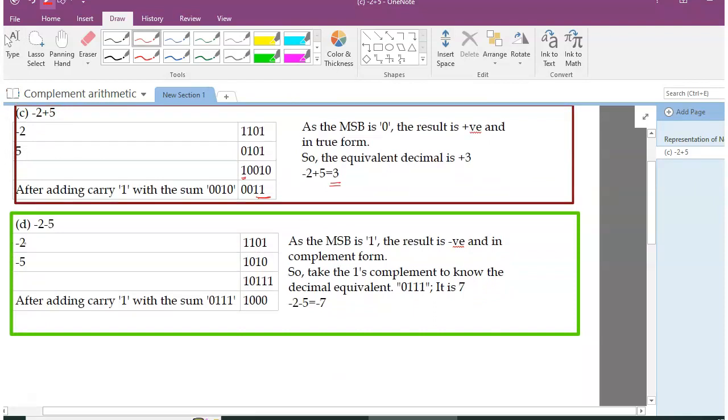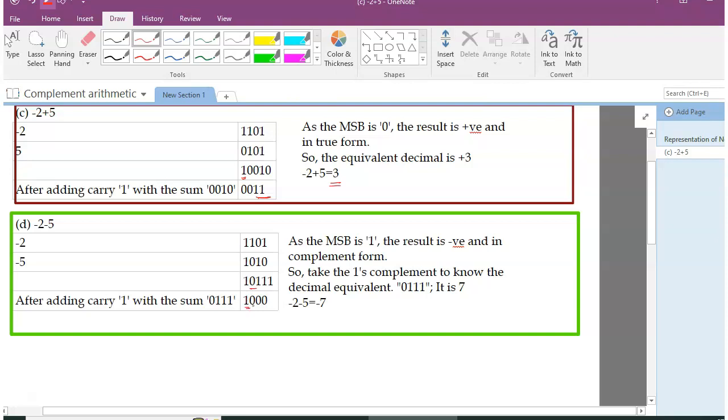Now the last one, minus 2, minus 5. Write the ones complement representation for minus 2, that one is 1101. Ones complement representation of minus 5, that is 1010. If you are adding, we are getting this result. As we have a carry, we have to add that one with this one. And our result is 1 followed by 000. And check your MSB. MSB is 1, meaning it is a negative number.